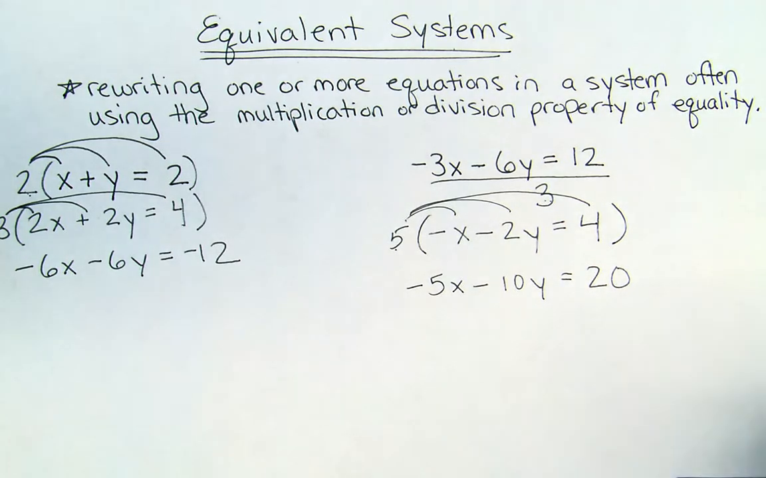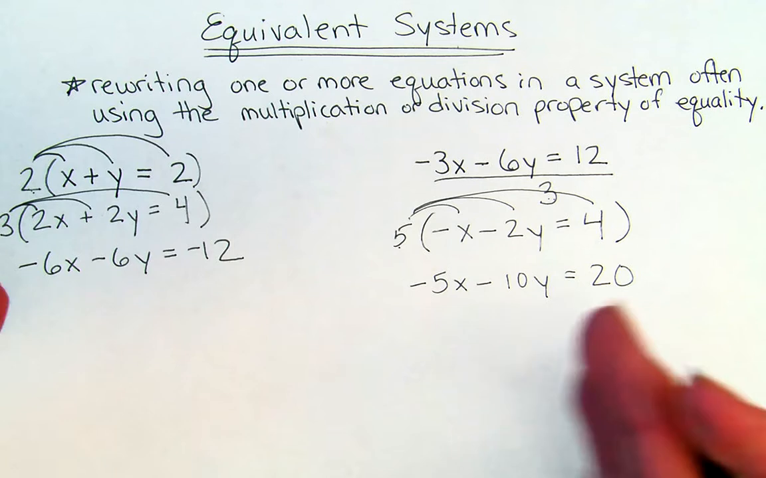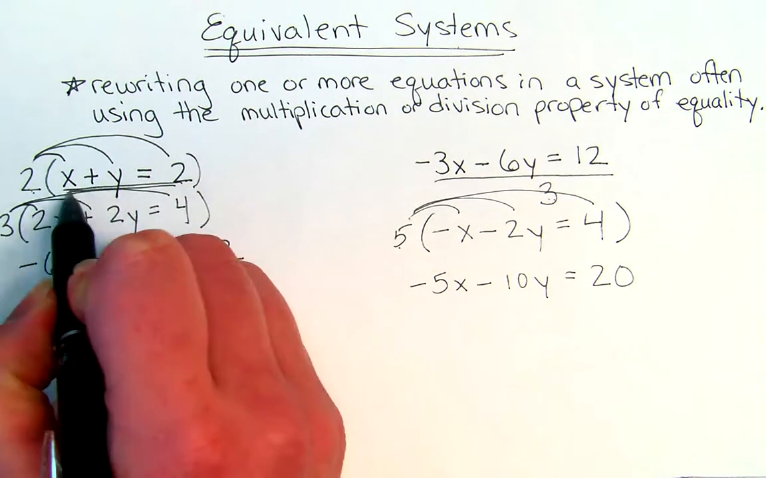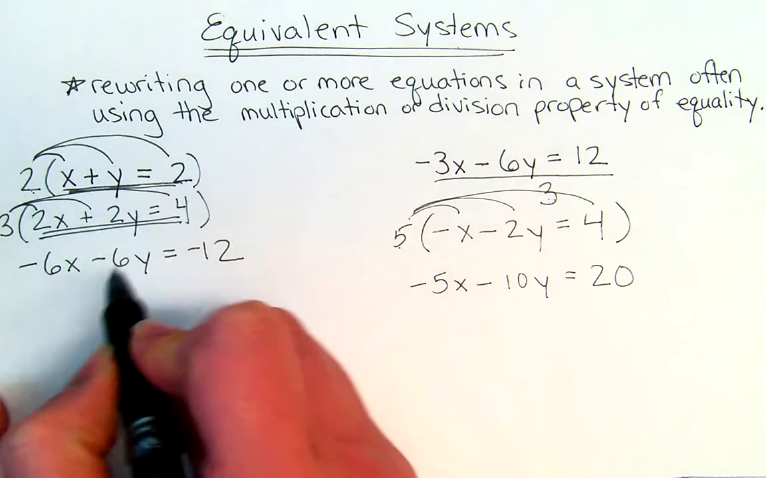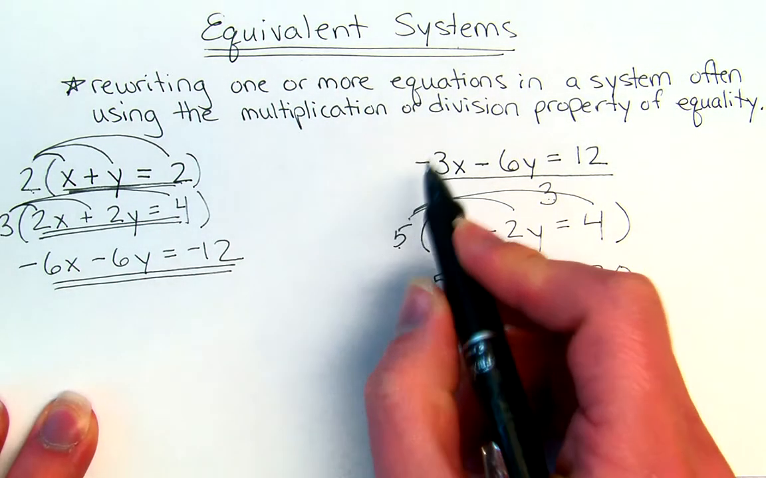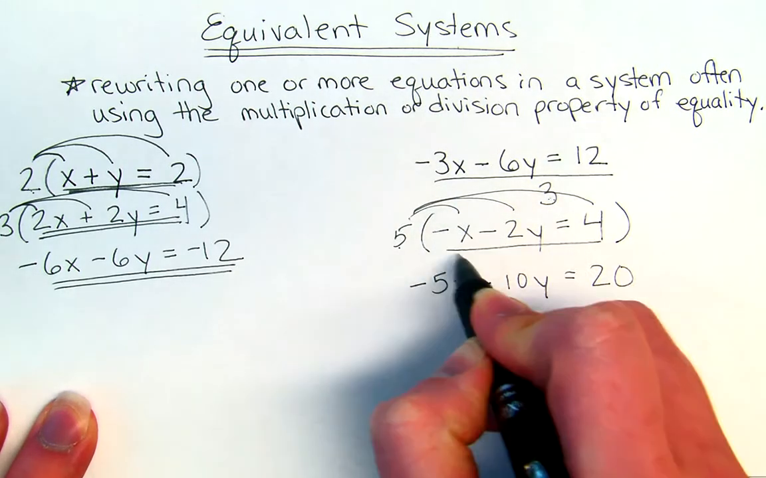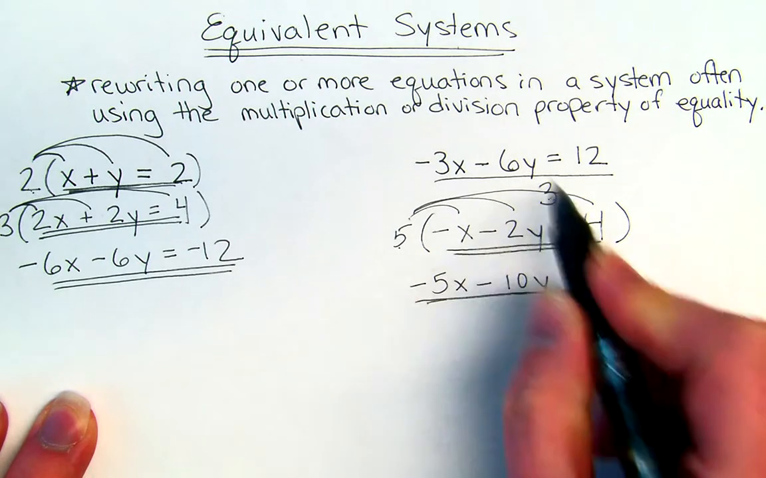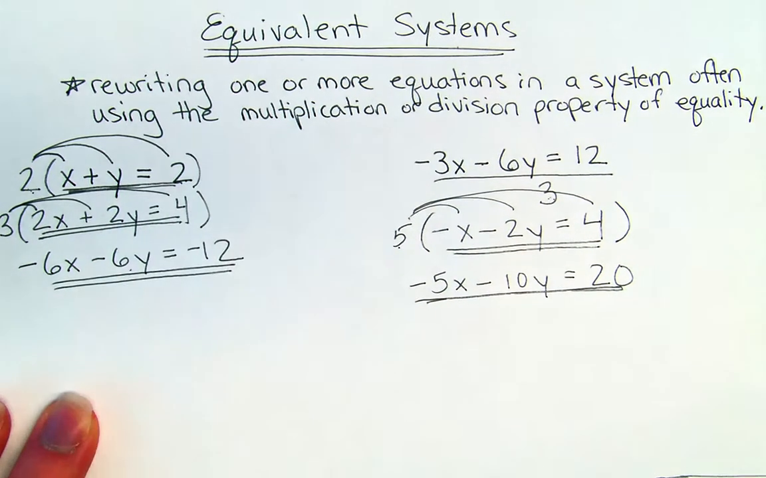Okay? So that's just some examples of how you can multiply and divide equations to rewrite them in equivalent forms. So our original equation is equivalent to the one we multiplied by 2. And then this is also equivalent to the one we multiplied by negative 3. On the right side, this equation that we divided by 3 is equivalent to what we got as our answer, and then also when we multiplied it by 5. So these are all equivalent to each other, as well as these are equivalent to each other.